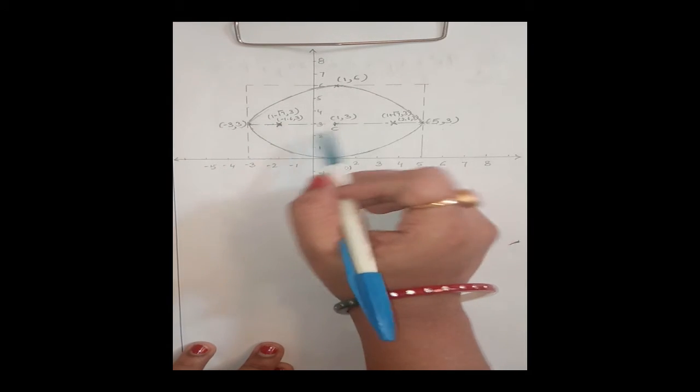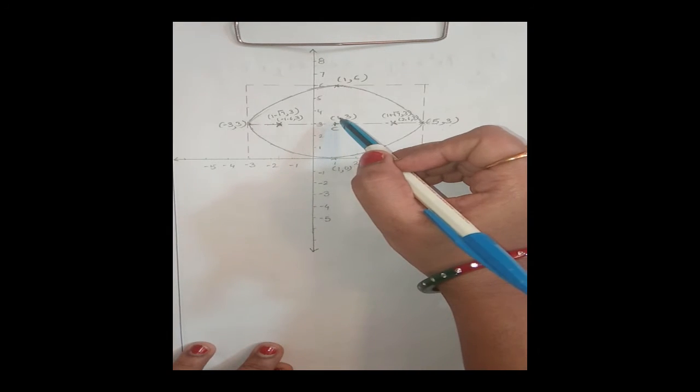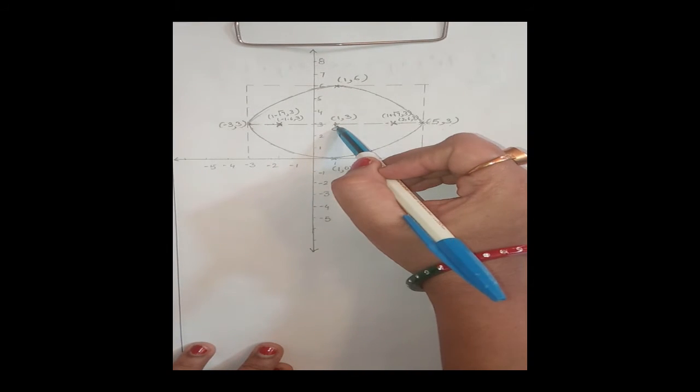Now we also want to find the ends of minor axis. Now for minor axis, we know b square is 9.